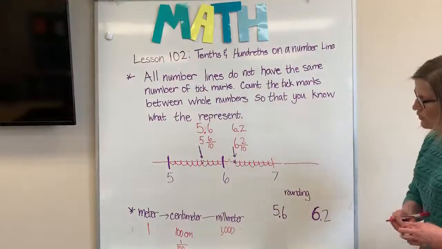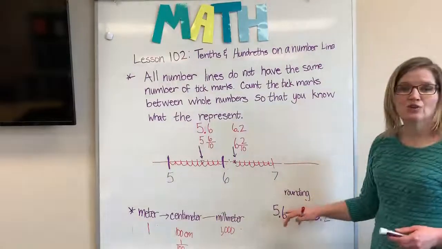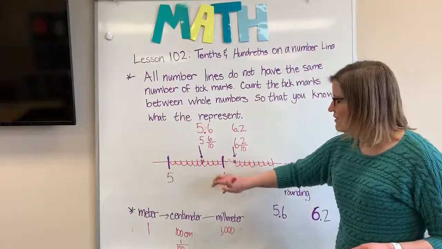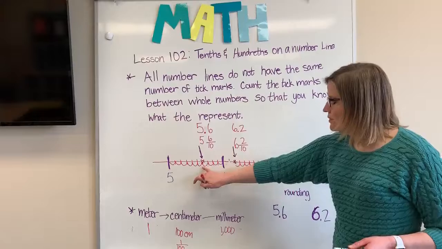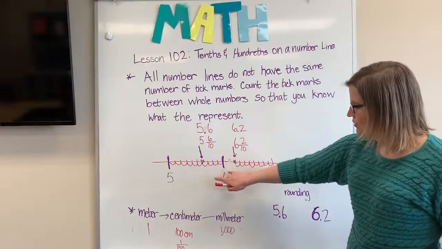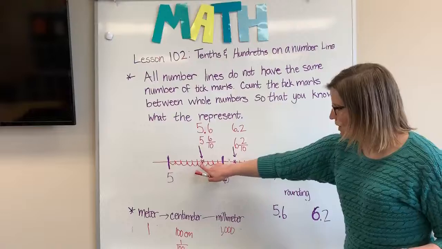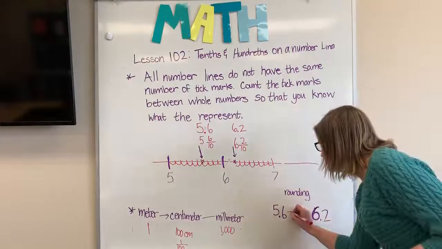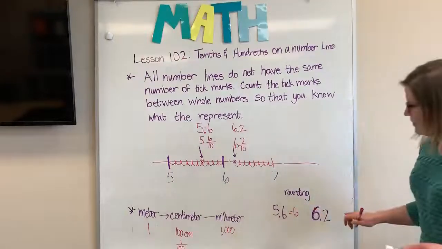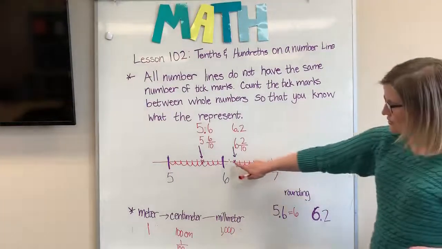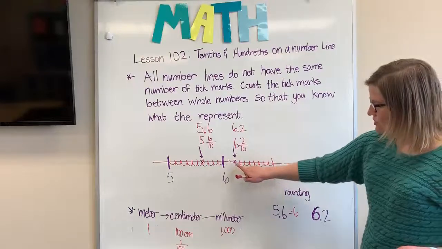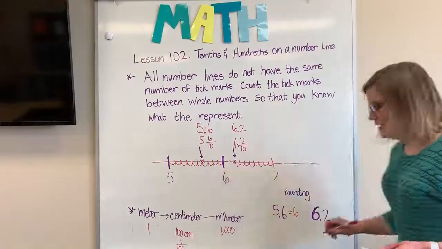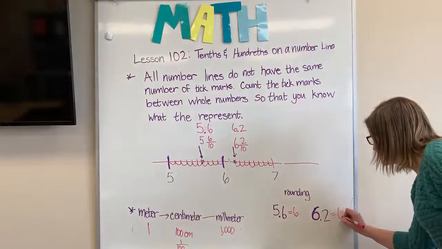We need to think about when we're rounding to the nearest whole number. As you can see in this point right here, this is 5 6/10. The nearest whole number, it is 4 away from, it's greater than 5, so we round up to 6. Now, 6 2/10, which is this point right here, you can see it's very obvious that the nearest whole number to it is the number 6.